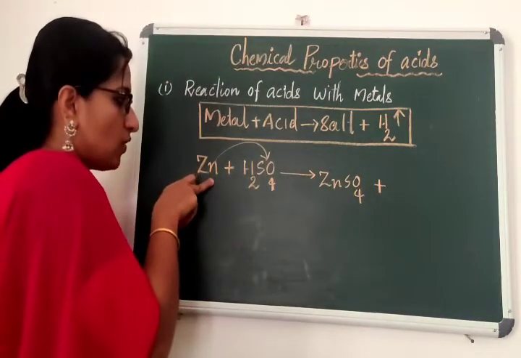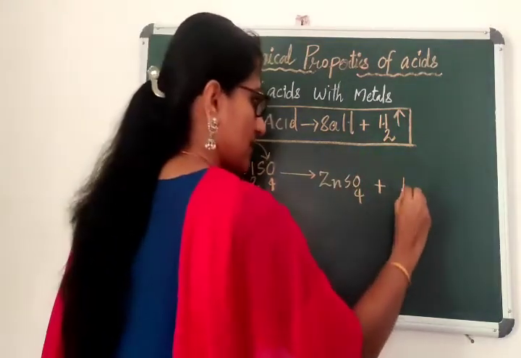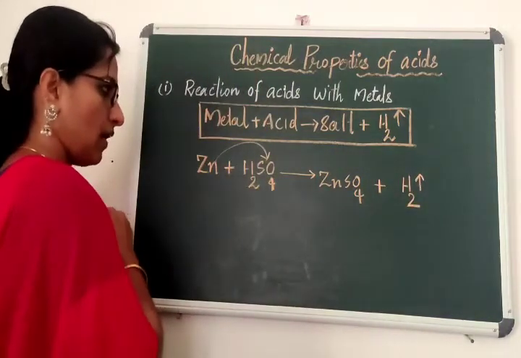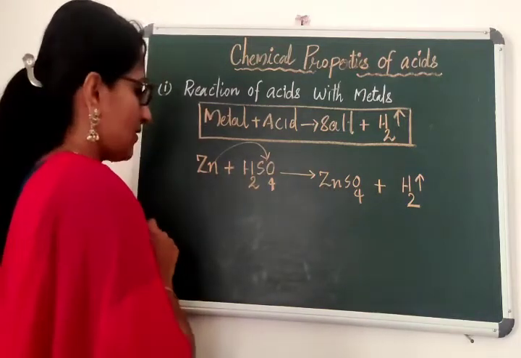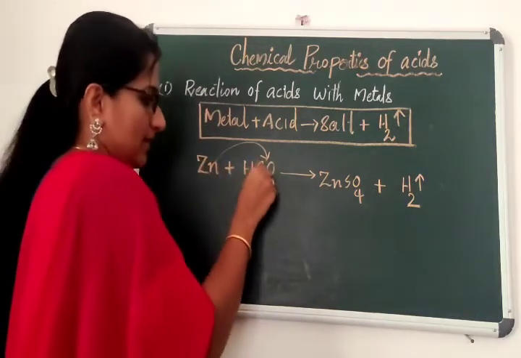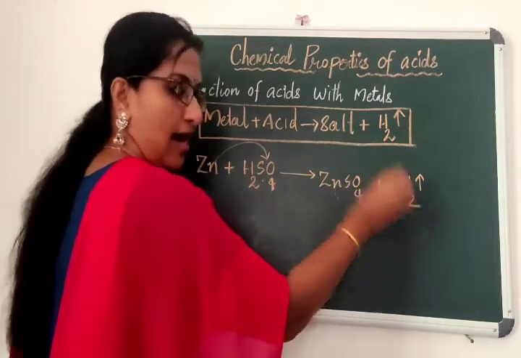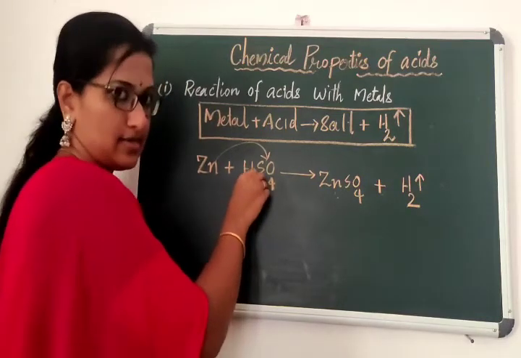Since the zinc is more reactive than hydrogen, hydrogen is replaced as hydrogen gas. Hydrogen is replaced. Okay, is it balanced? It is balanced. So children, a metal plus a dilute acid will give you a salt plus hydrogen gas. Okay, this is the activity which is there in your textbook.